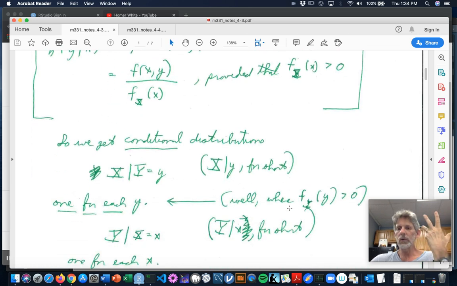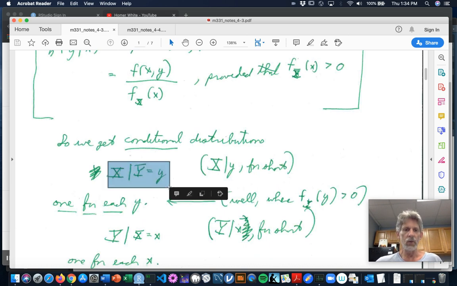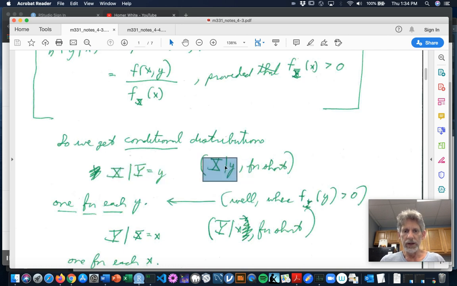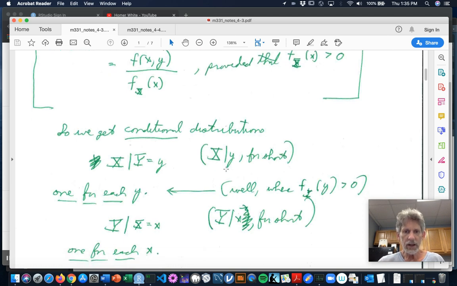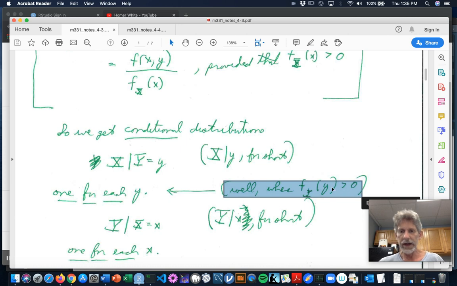And so how will you see this written? The conditional distribution of X given that Y is y might be written that way or this way for short. Keep in mind, it's not really one distribution, because there's one of these for each value of little y that's possible in this random experiment. Well, each one where there's a chance bigger than zero of that happening.